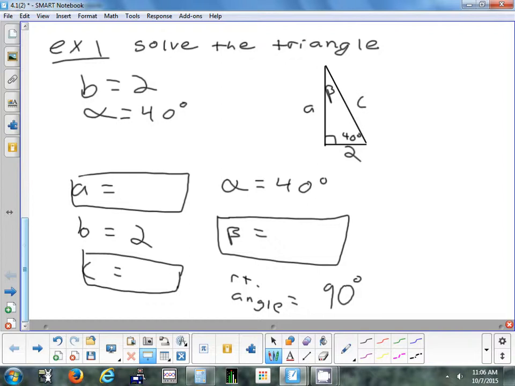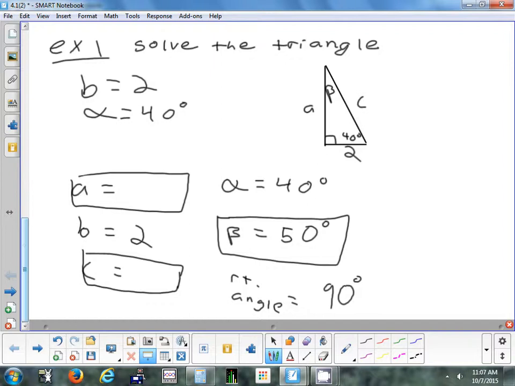Is there anything I can find here that would be pretty quick? In fact, you don't even need trigonometry to do it. Just need to know a little bit about angles in a triangle from geometry. Alex? Beta is 50 degrees. How do you know beta is 50? Because 90 plus 40 is 130, subtracted from 180 to get 50. Yep. You already used up 90, you used up 40. How much is left? 50. All the angles have to add up to 180. So beta, we're good. We're done with that.